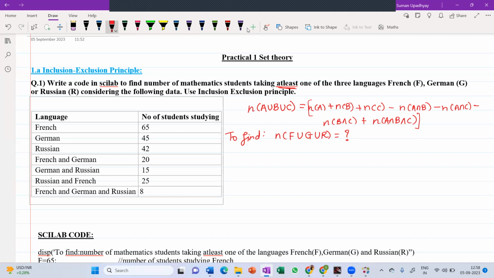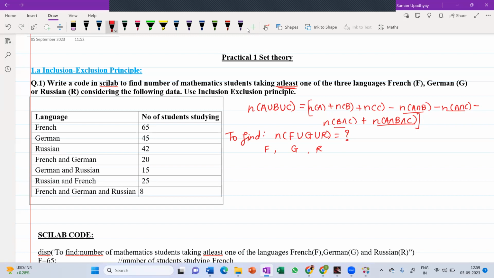Are we given the number of students who have taken French? Yes. How many students have taken French? 65. Are we given the number of students who have taken German? Yes. How many students are there? 45. And 42 students have taken Russian. And we are also given the intersection of these two sets, and all three sets also. Okay, so that means all the data is given to us. We just have to apply this formula and we have to get the answer.